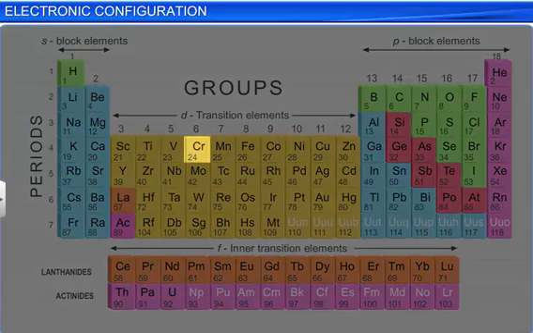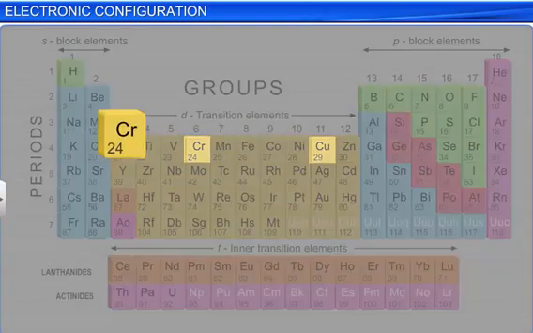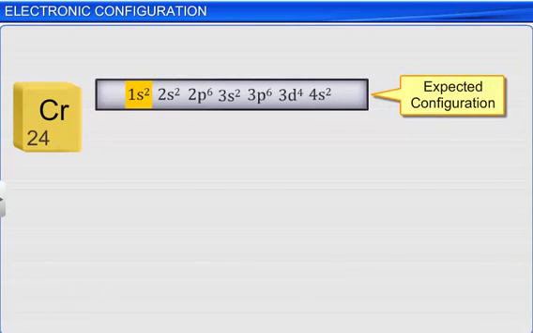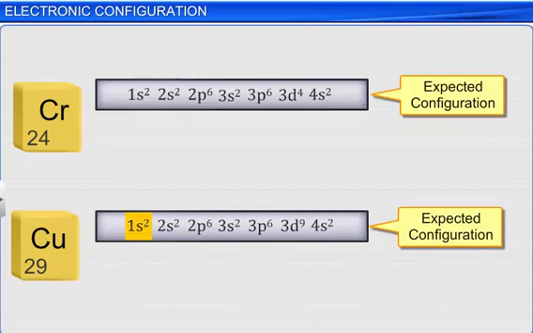The electronic configurations of chromium that has 24 electrons and copper that has 29 electrons do not follow the general trend. The electronic configuration of chromium is expected to be 1s2, 2s2, 2p6, 3s2, 3p6, 3d4, 4s2, and the electronic configuration of copper is expected to be 1s2, 2s2, 2p6, 3s2, 3p6, 3d9, 4s2.